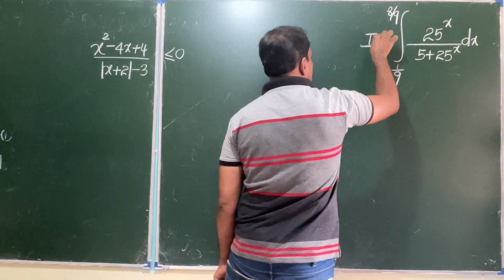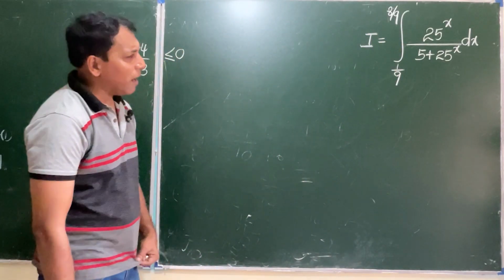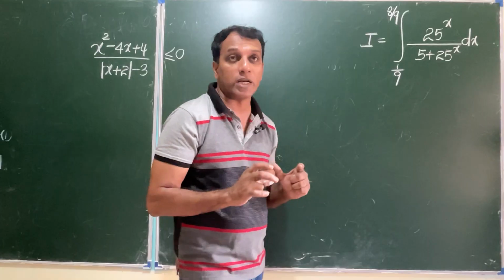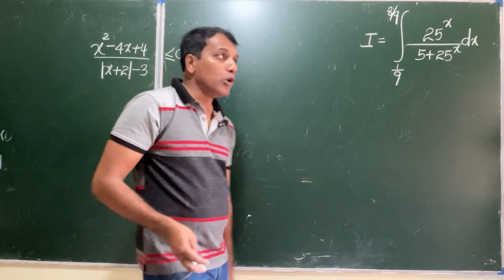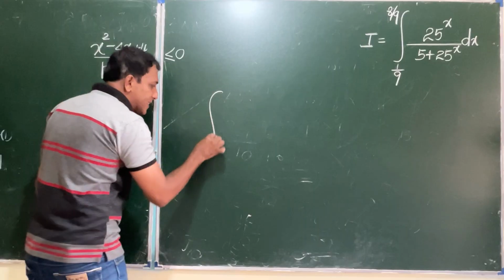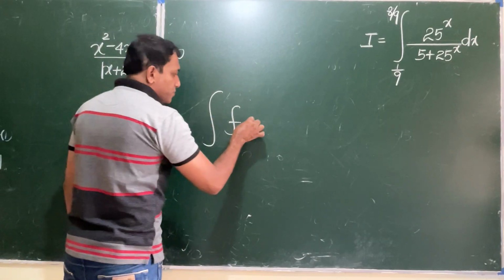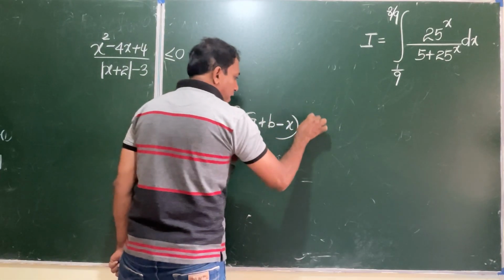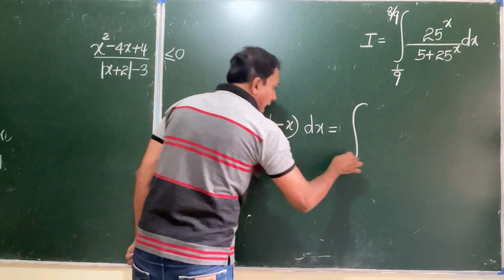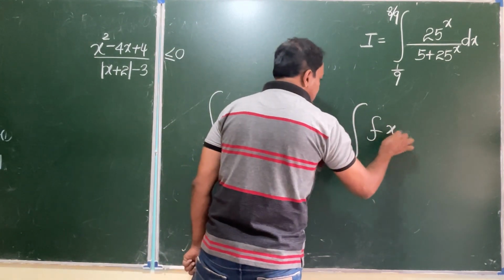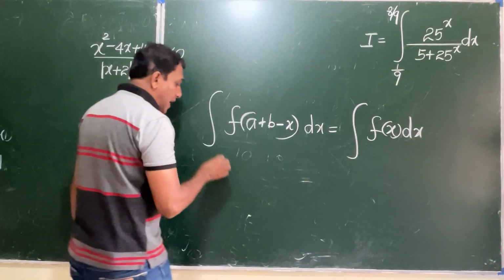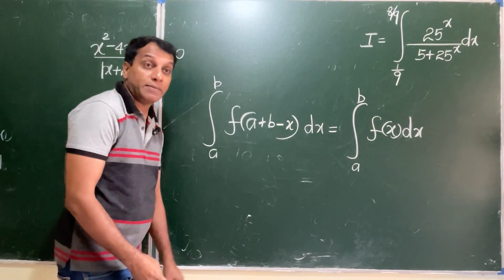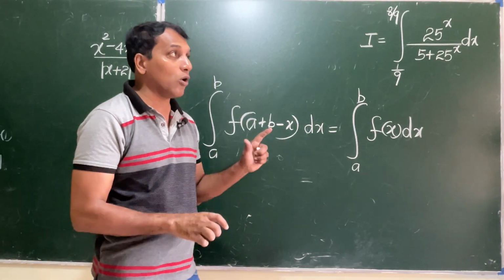I will take this as I equal. Such a problem comes better if they ask some theory part initially, as a first part (a). You know King's rule in integration. King's rule states that the integral of f of a plus b minus x with respect to x can be shown as the integral of f of x dx, but the boundary is a plus b. Very interesting, King's rule.